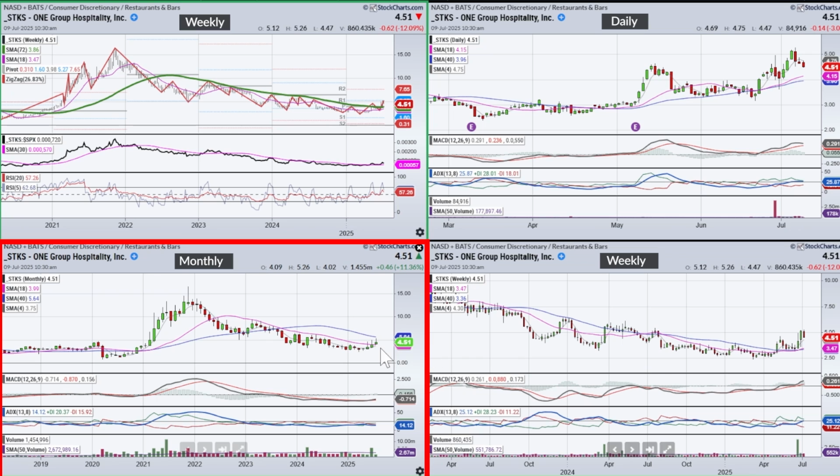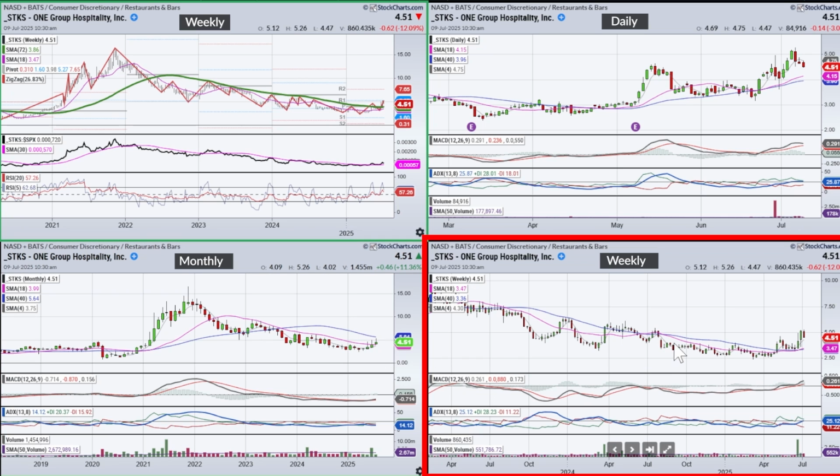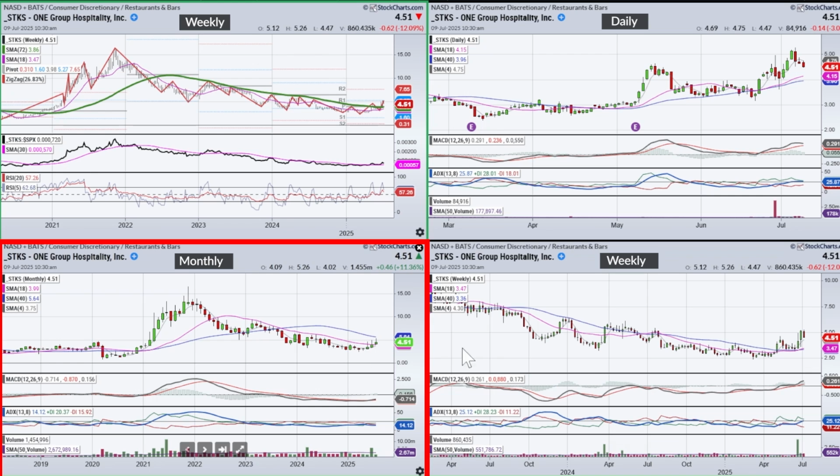STKS showing some signs of life, getting above the 18-month line, but not quite there yet when we look at it from a weekly standpoint. It's made this move. The ADX, I'd like to see climb a little bit more before the pullback. We might need to get above 5 before this is really ready. Now, you could watch this for a pullback to the 18-week, but I think it's a little premature still. We don't have anything convincing yet on any of these time frames, so I think I'd watch for a little bit more of that.